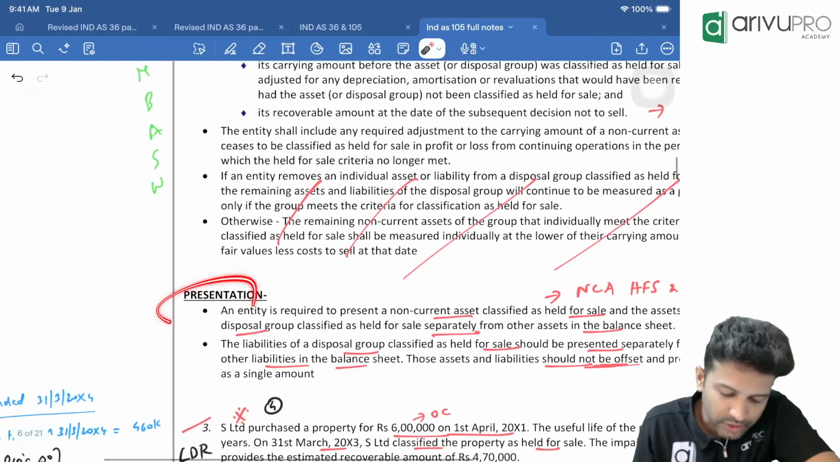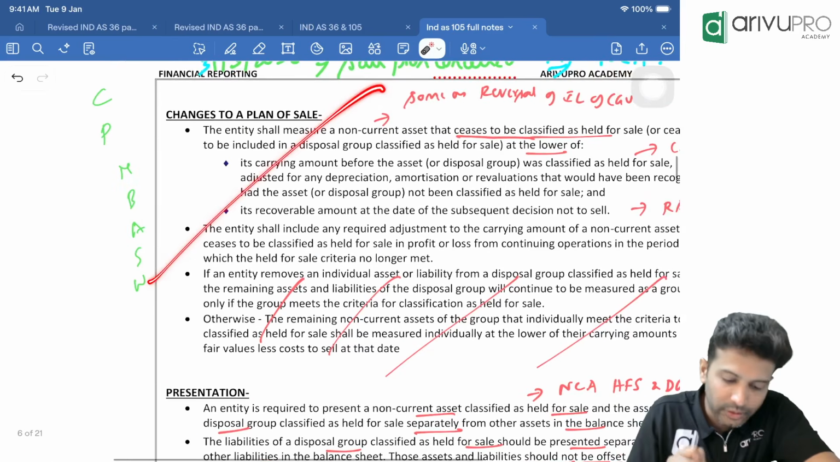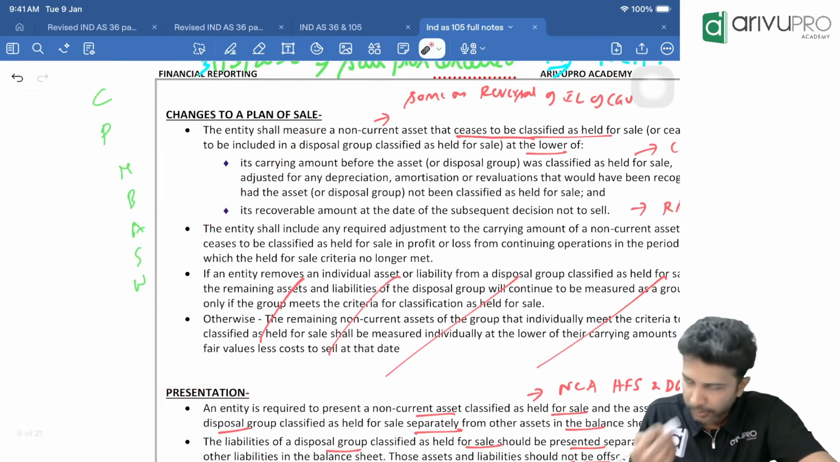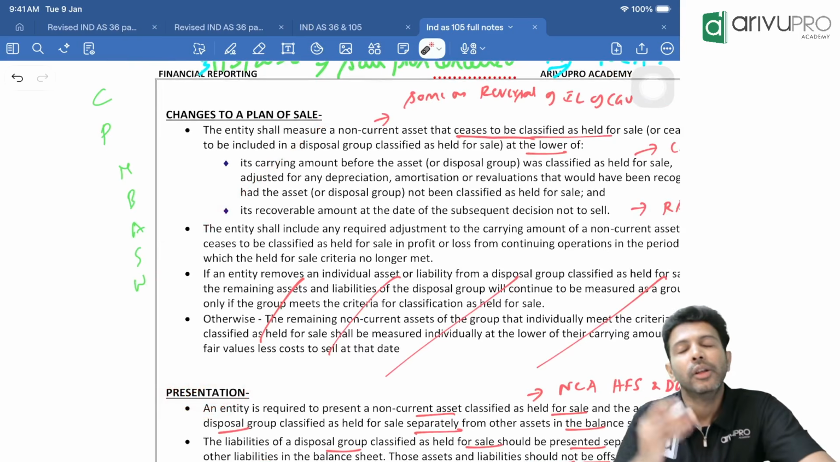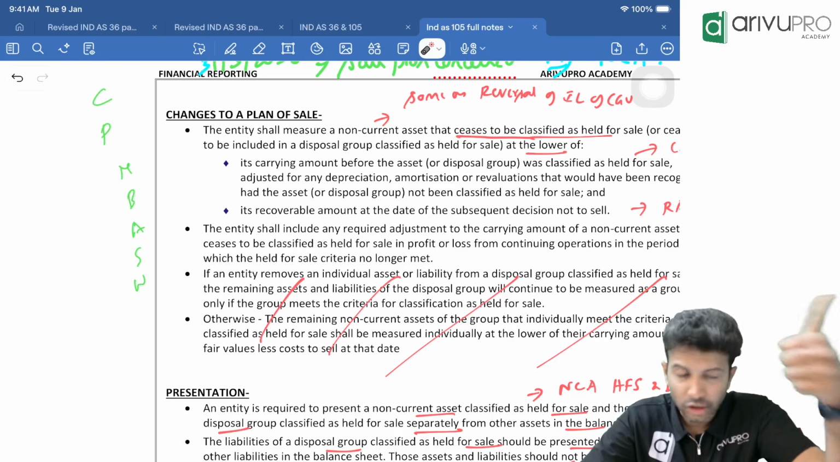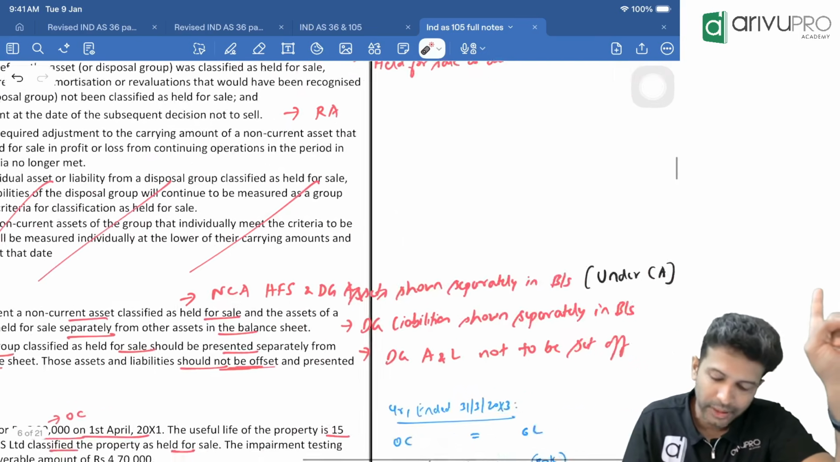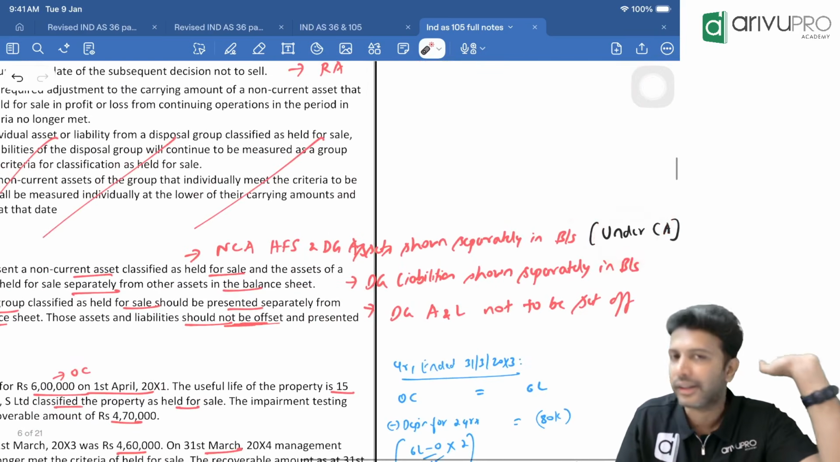Okay, next, last one is presentation. Now this is over. Now the last concept here, presentation. You already know a non-current asset held for sale. If it is a non-current asset held for sale, will you show it as PPE in the balance sheet? No, you will show it separately. Usually you show it under current assets.